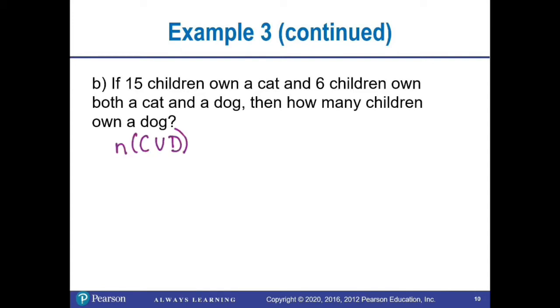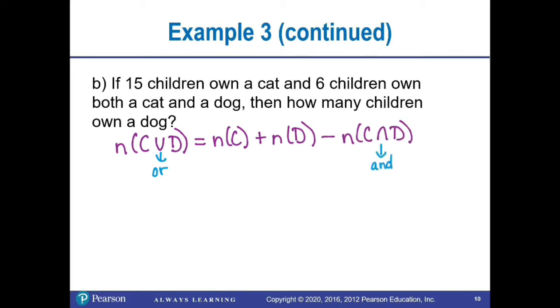The number of children who own a cat or a dog, remember our union symbol means or, is the number who own a cat plus the number who own a dog. Now because some children own both, they're counted in both of these sets. To account for the double counting, we subtract the children who own both a cat and a dog. Remember, the intersect symbol from our sets means and.